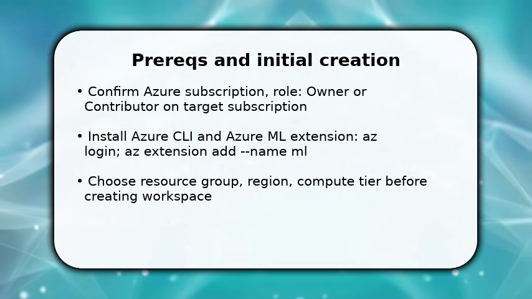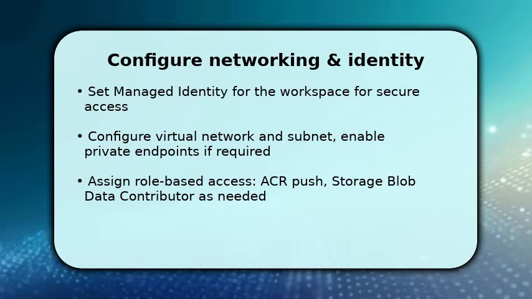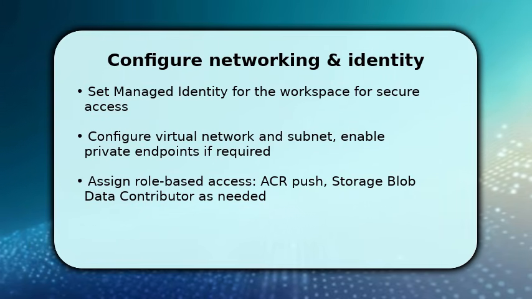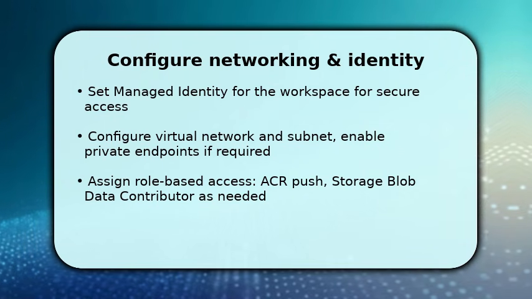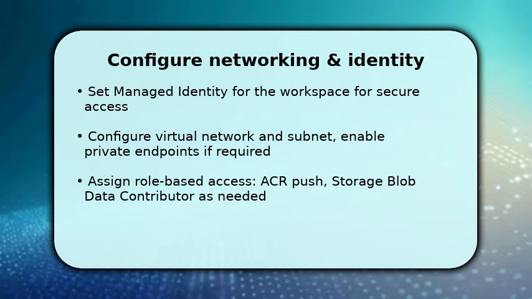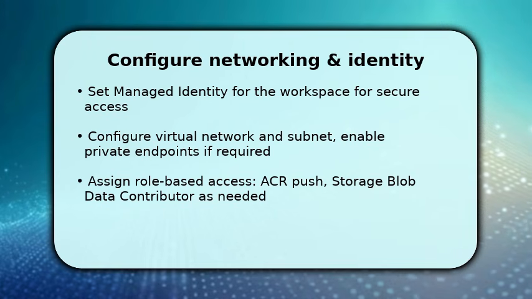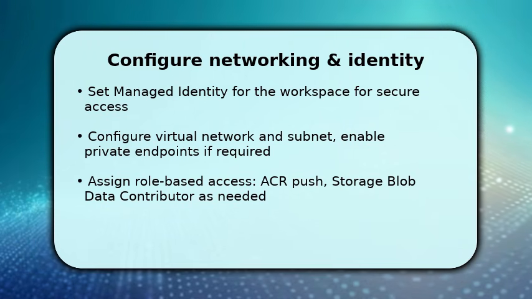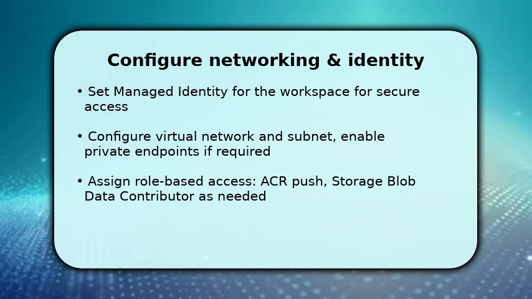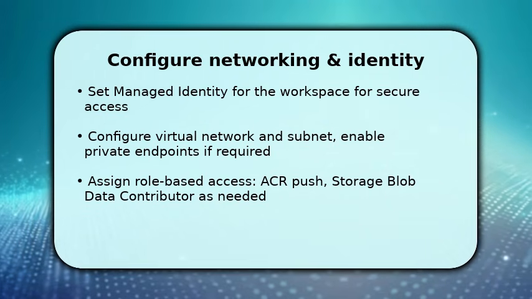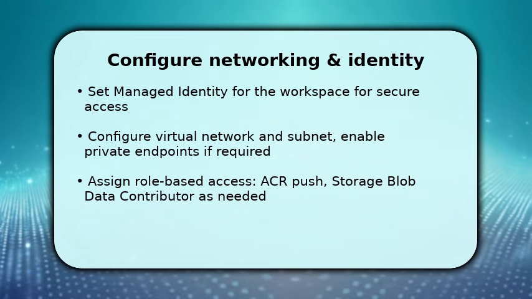Next, you secure and connect the workspace. Enable a managed identity so services authenticate without secrets and attach it to needed resources. Then configure network settings, either public access or VNet integration, because training and endpoints often require controlled traffic. If you need private endpoints, create them now and approve DNS configuration. After that, assign RBAC roles. Grant ACR push to build images and blob data contributor to access storage. These steps lock down.